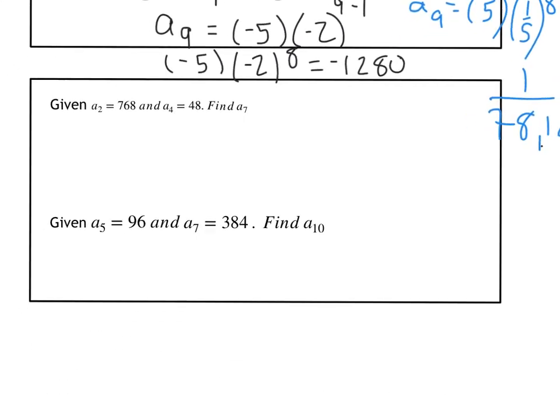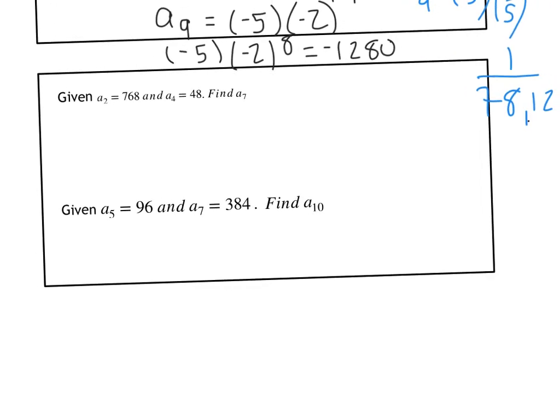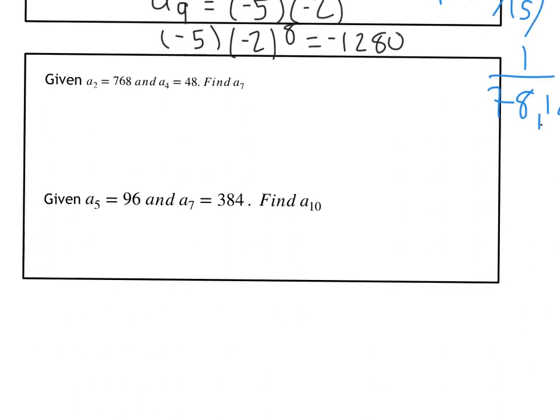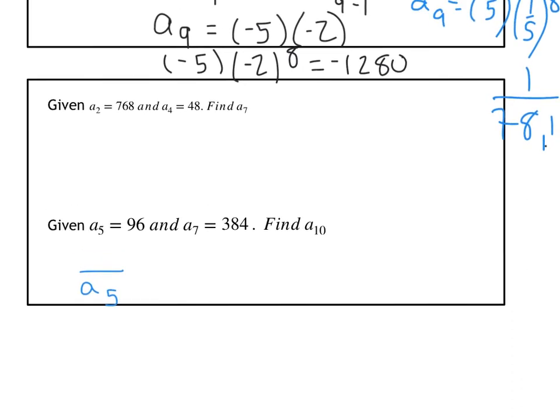Now let's move down and do a fill in the blank type problem. Okay? So here we go. We'll do the second one. Notice here I have the fifth term, which is 96. I don't have the sixth term, but I have the seventh term.